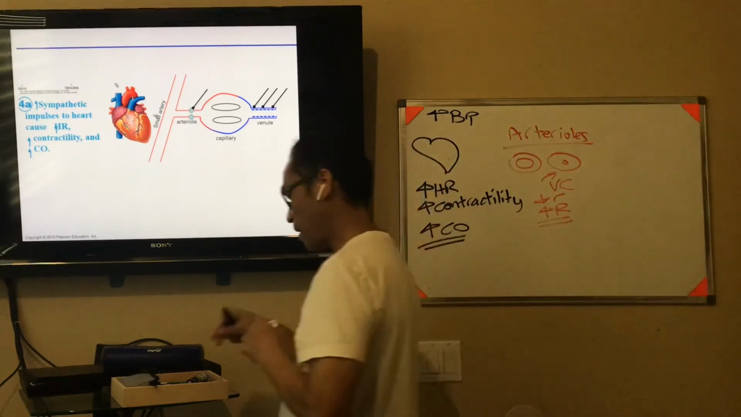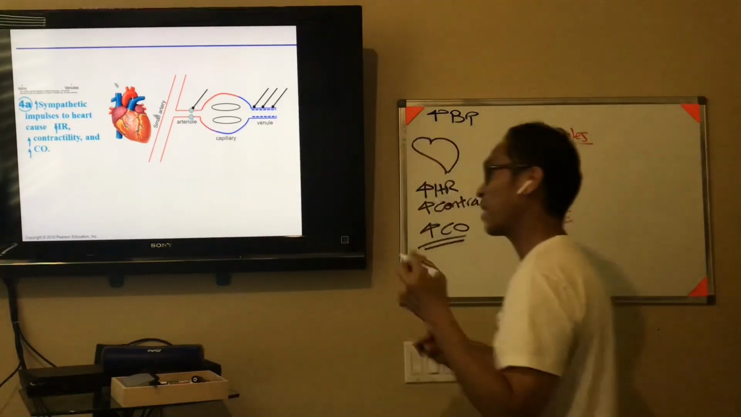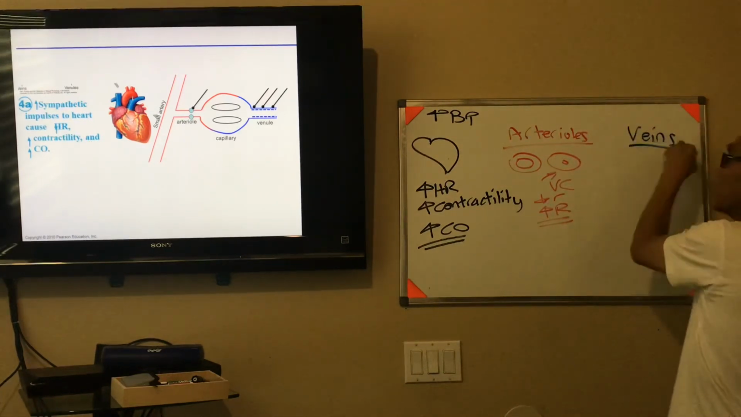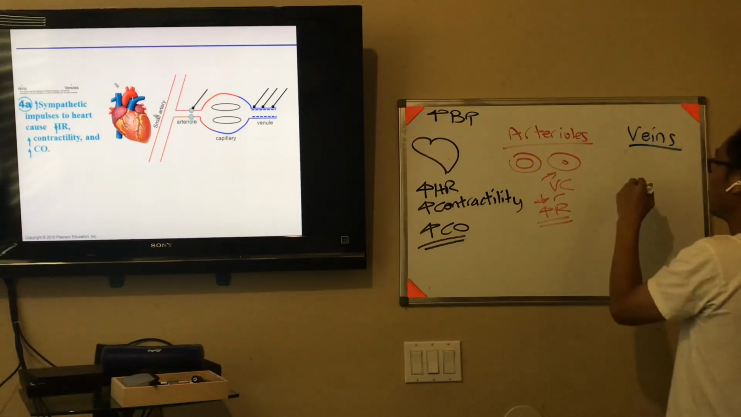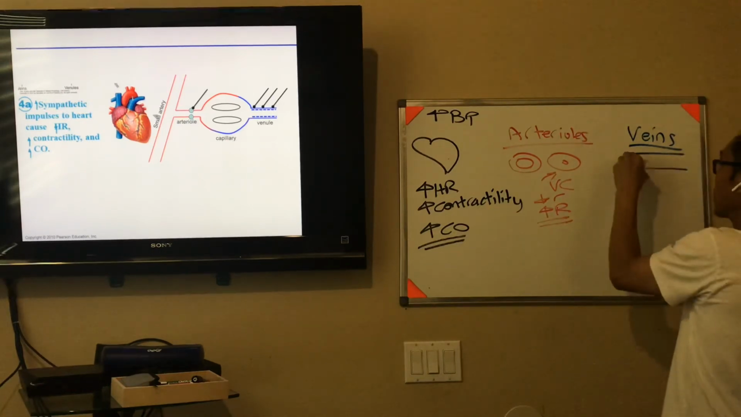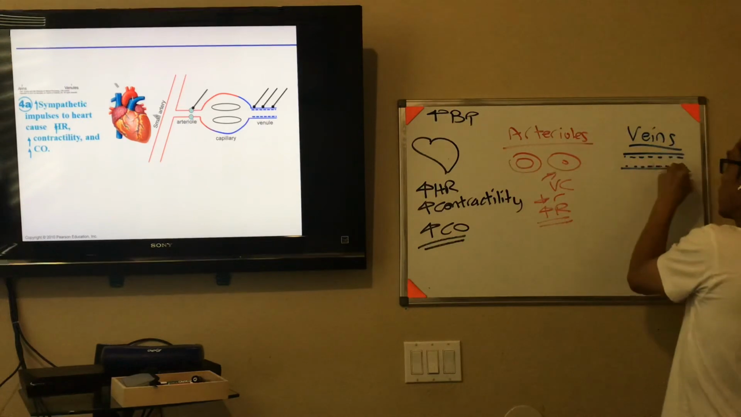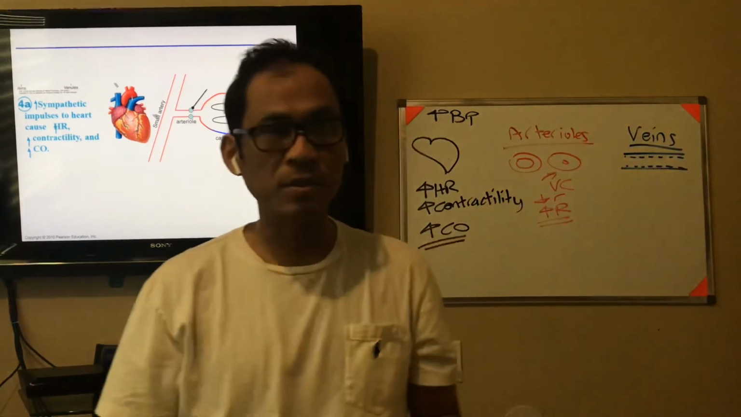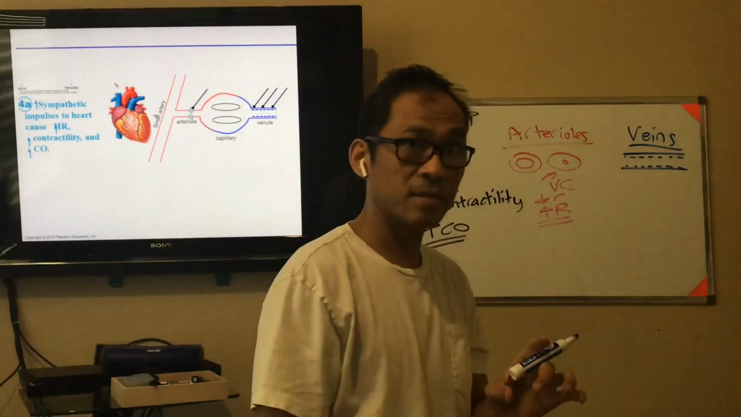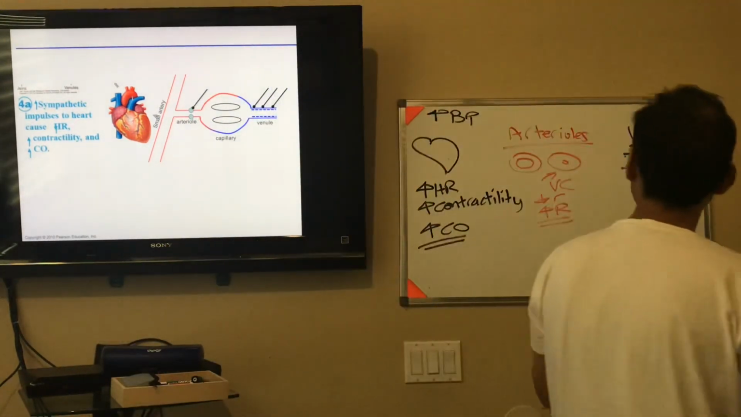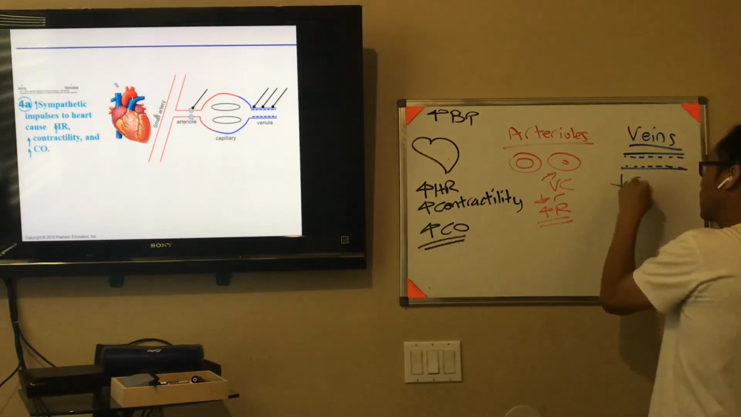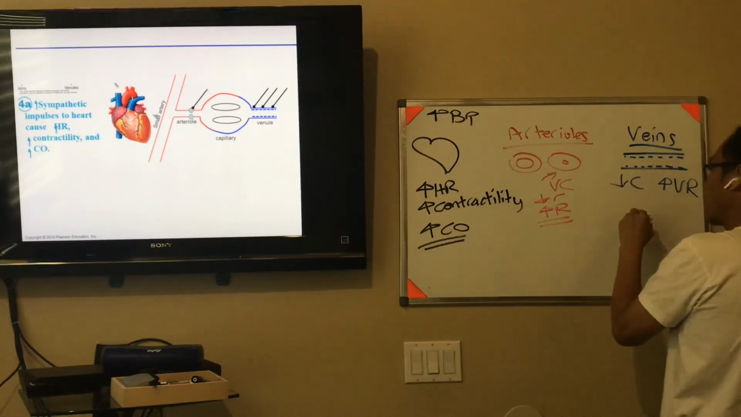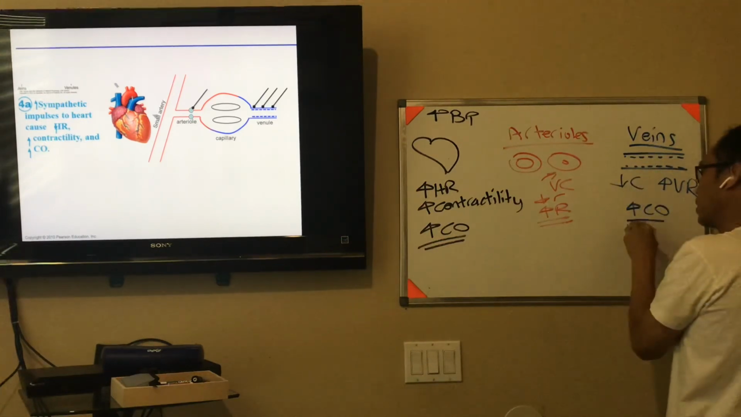For the venules, small veins, I'll just say veins. So for the veins, remember what you do? It's like I drew this before. You decrease a little bit over a large area. You don't really affect the resistance. You decrease capacitance, decrease C, increase venous return, VR, therefore increase cardiac output.